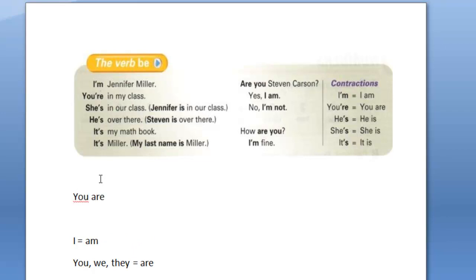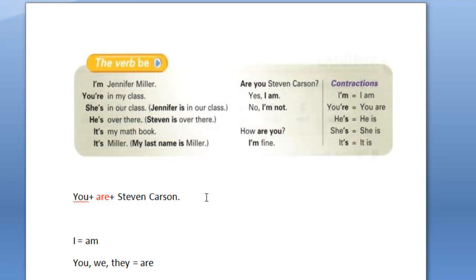You are Stephen Carson. Now, this is basically a statement. I have the pronoun and then I have a verb to be. That verb to be needs to agree with the pronoun. So I mentioned that if I use you, we, or they, then the verb to be is going to have to be are. And if I talk about the third person, then that verb to be is going to change to is. And if I talk about the pronoun I, then that verb to be will be am.